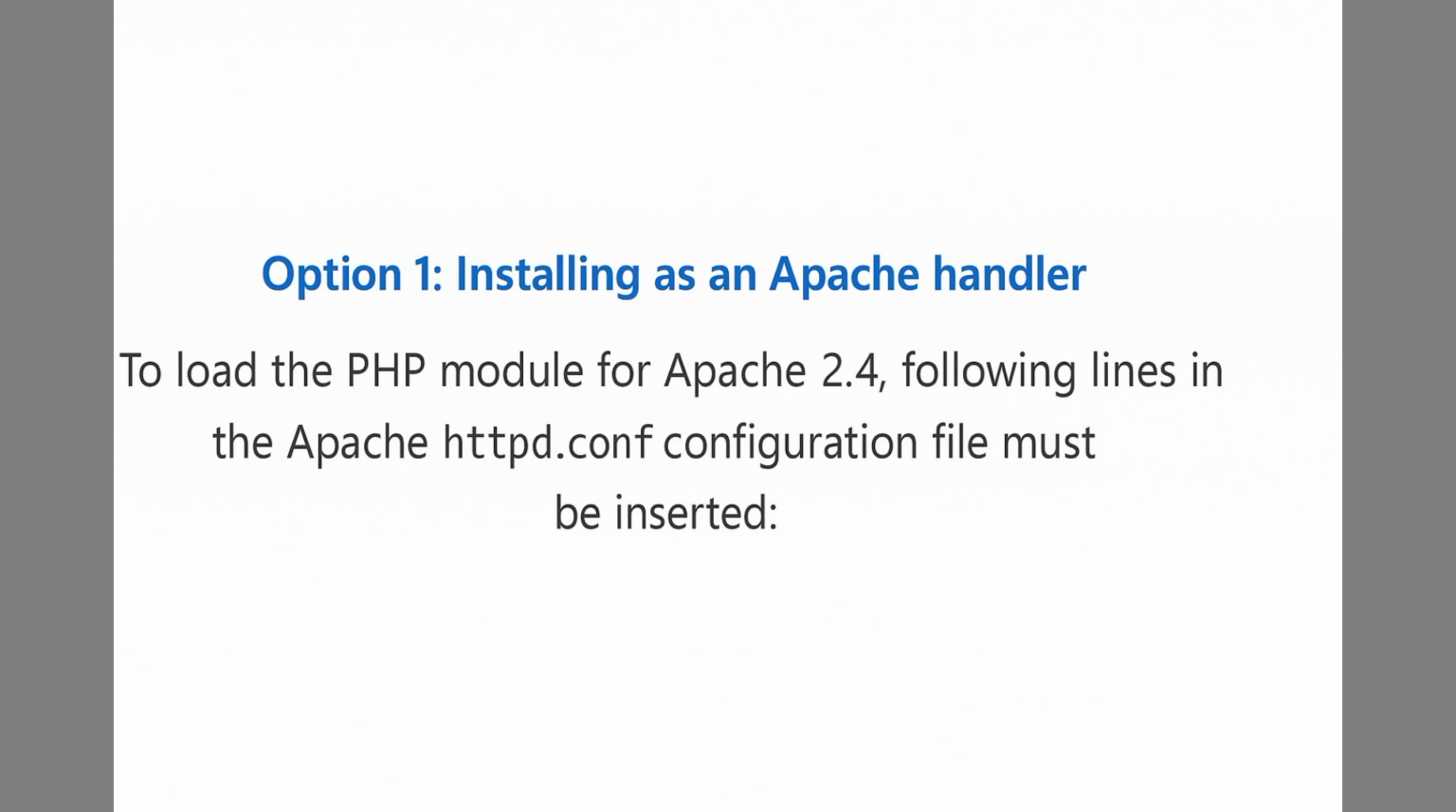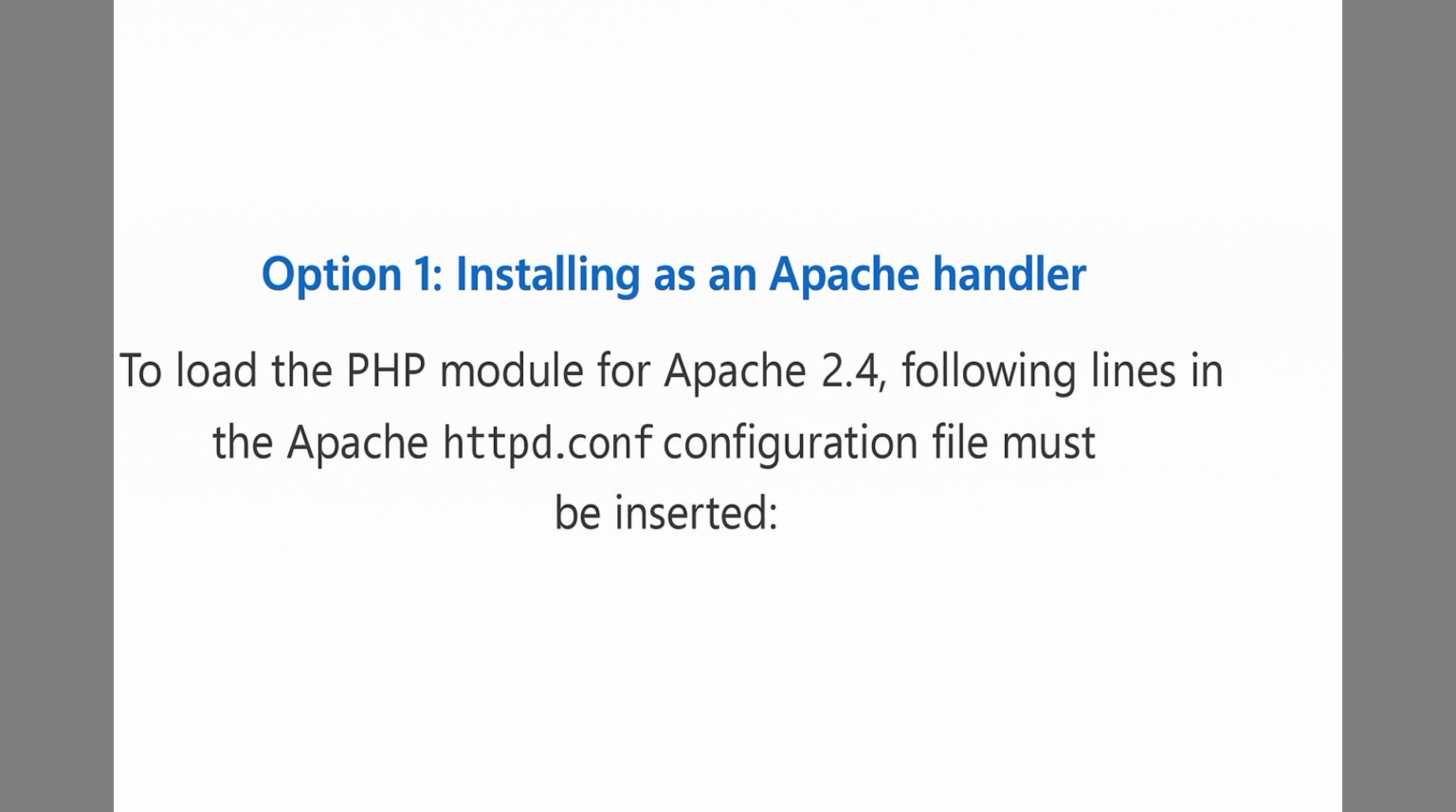To begin, you need to modify the Apache configuration file, which is named httpd.conf. This file contains all the important settings that control how the Apache web server operates. By default, it is located inside the Apache installation directory, usually something like C:/Apache24/conf/httpd.conf. To load the PHP module for Apache 2.4, you must open this file using a text editor such as Notepad or Notepad++. Once opened, scroll to the bottom of the file and insert the required configuration lines that tell Apache where to find PHP and how to handle PHP scripts.